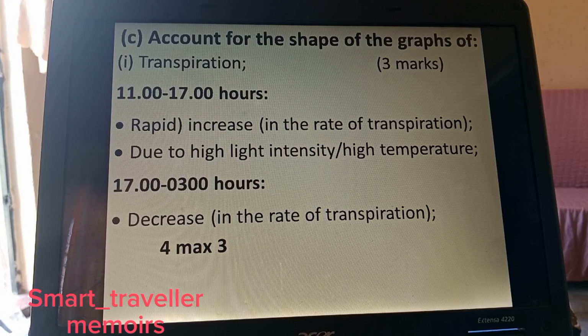Account for the shape of the graphs. Transpiration: 11 to 17 hours, rapid increase in the rate of transpiration due to high light intensity or high temperatures. 17 to 3 hours, decrease in the rate of transpiration. 4 marks maximum.